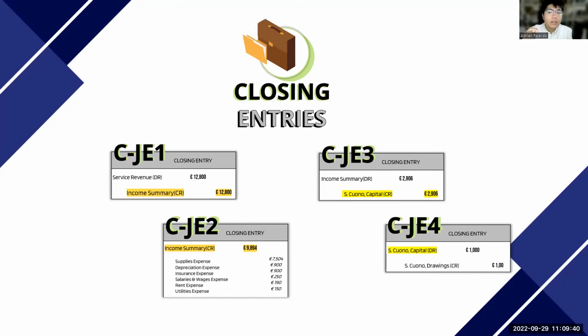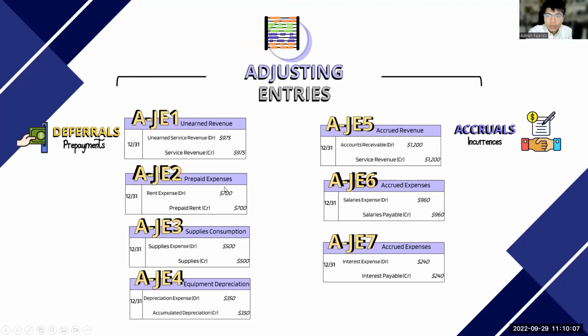Now, you compare your income summary of 12,800 and your income summary of 9,894. It will give you your current credit income summary of 2,906. Since credit siya, we want to zero out income summary. So we debit income summary of 2,906 to capital. And then si drawings, we close out to capital also, right? So that's closing entries.